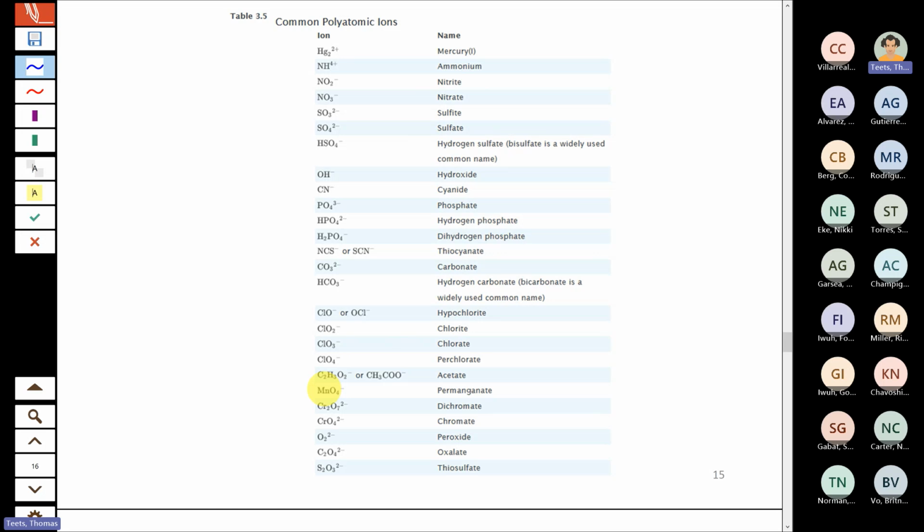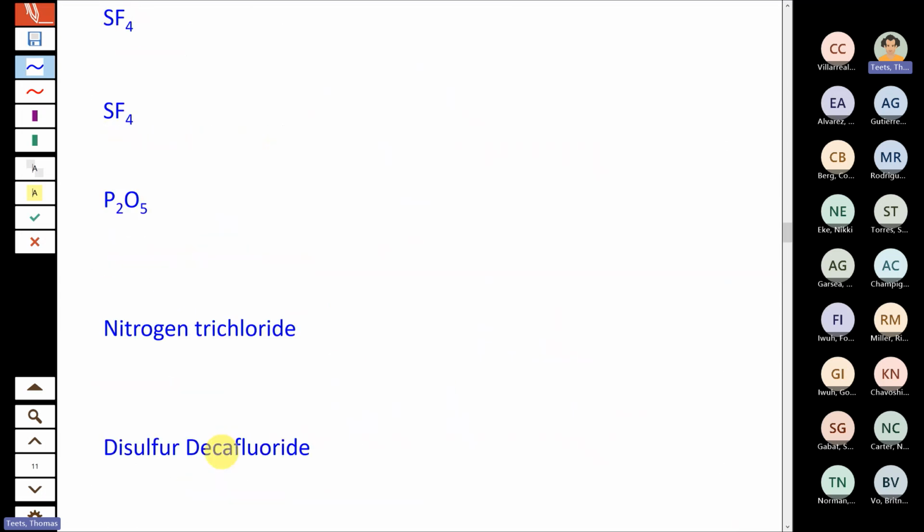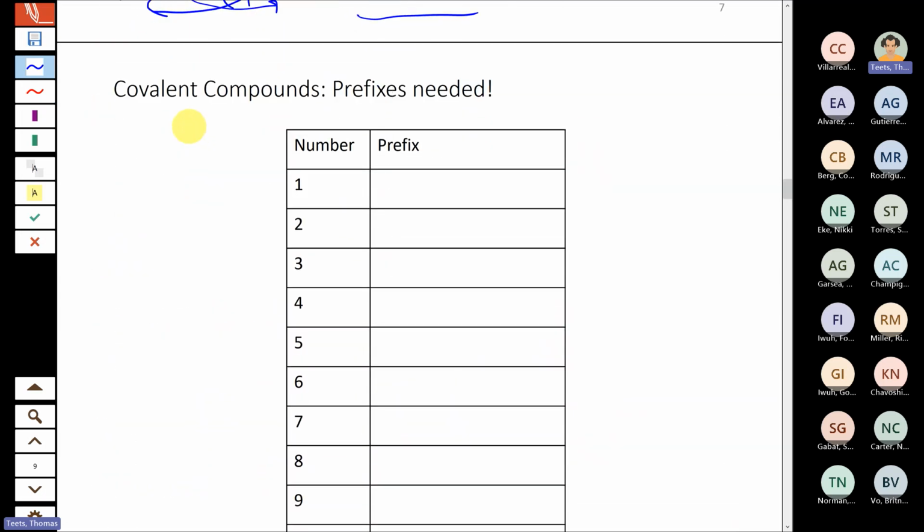As you do the homework questions and especially the quiz questions, you'll get an idea of which ones are most common, which ones we see the most. They're not all going to be showing up equally. Some are more common than others, just in general in chemistry. So you'll get the hang of it as you practice it more.